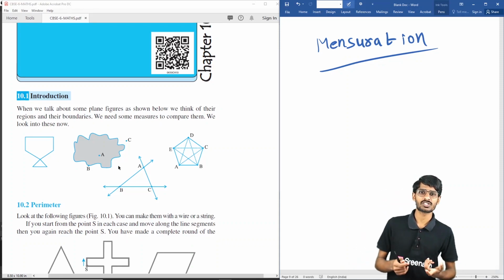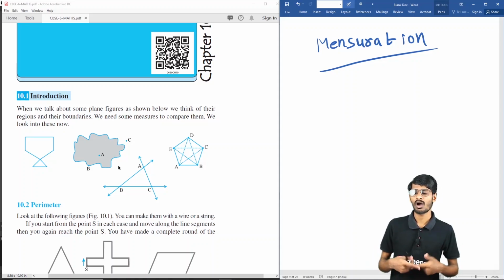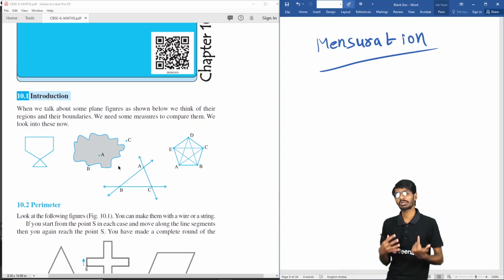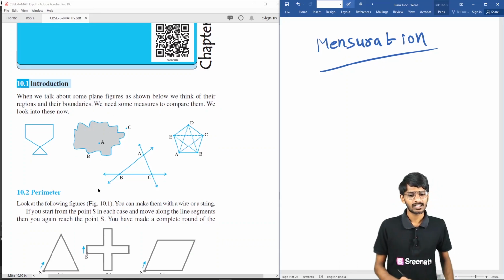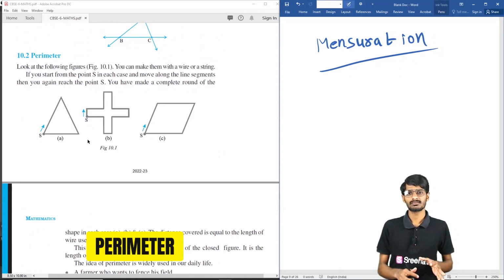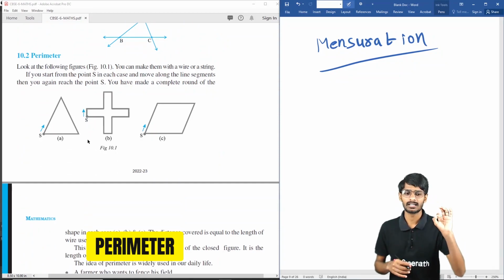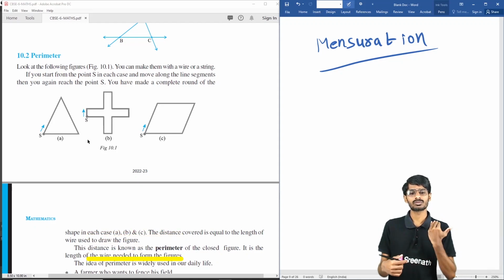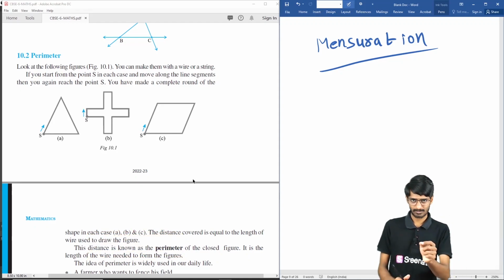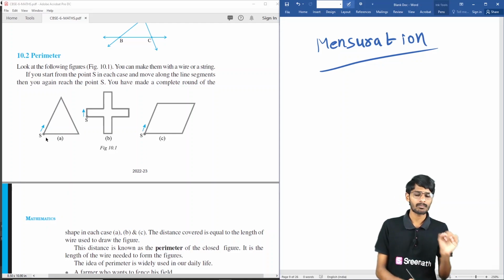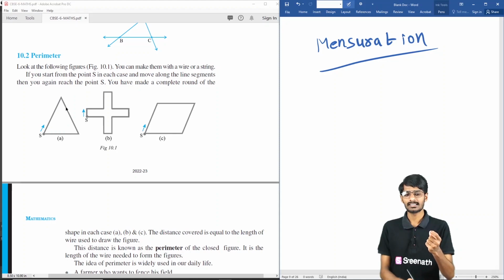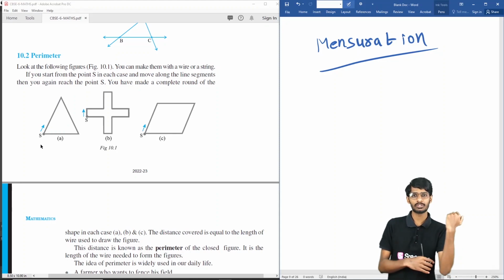If we want to measure the length of the boundaries, how can we do it? What do we call the measurement of the length of the boundaries? Here we come across the perimeter. I will help you to know the definition of the perimeter. Before giving the perfect definition, I want to explain clearly. In this triangle diagram, you have to start from point S and walk along the line segments and come back to the point S. If you go like this, what is the total distance covered by you?